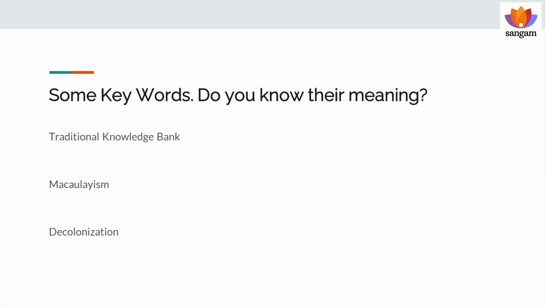You are not decolonized if you are working towards destroying your own traditional knowledge bank. You are not decolonized if you are using an inferior language, a language which is inferior to your own native language, which is going to harm you and your kids because you are giving them a phonetically incorrect language. The impact of phonetically incorrect language on the masses has not been studied yet.